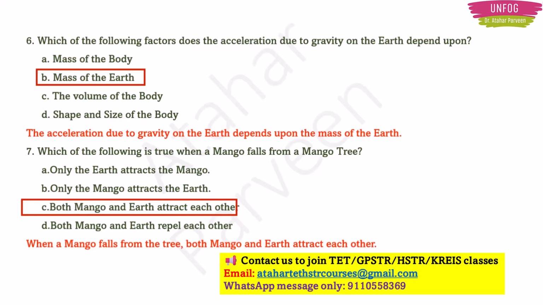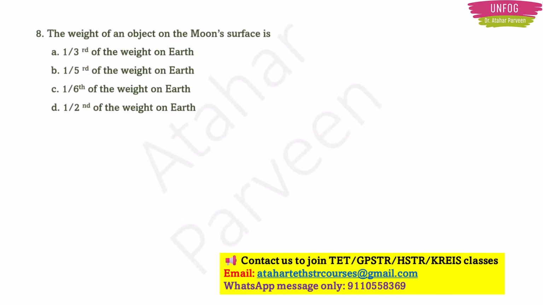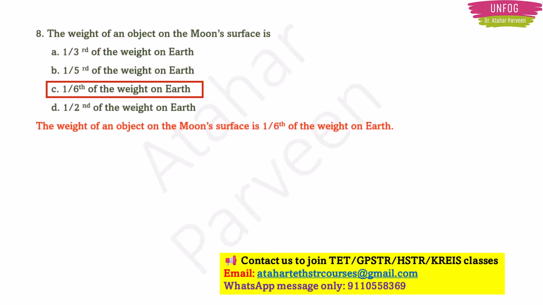Next question. Question number 8. What is the weight of an object on the moon's surface? It will be 1/6 of the weight on the earth. We have solved that numerical, right? You know the answer now, so I will not explain it here. You will just remember this point that the weight of an object on the moon's surface is 1/6 of the weight on earth. Okay.